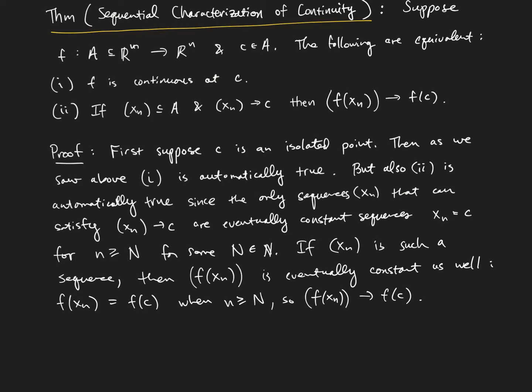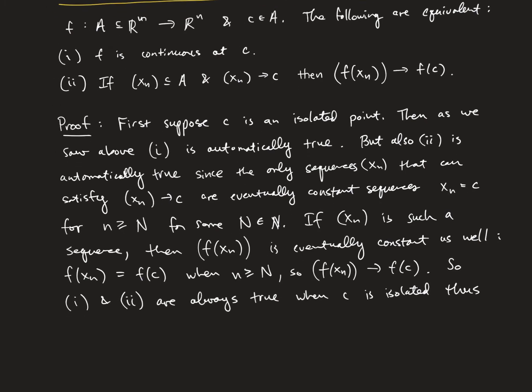Okay, so 1 and 2 are automatically true statements when C is an isolated point. And so, you know, a true statement implying a true statement is always true. So 1 and 2 are always true. C is isolated. Thus, 1 and 2 are equivalent.